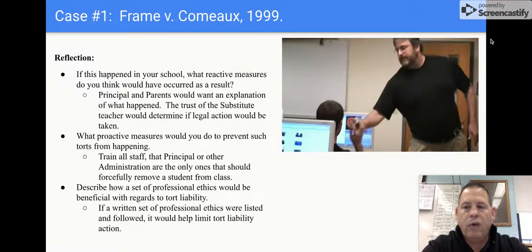The reflection of this case, what would happen if this happened in my school? The principal and the parents would definitely want an explanation, understandably so. And if the substitute was a well-trusted individual, probably not much would happen from that. Proactively, I would like to train all staff that the principal would be the only one to forcefully remove someone from the class and describe a professional set of ethics. If that was listed and written down, it would help to limit the tort.